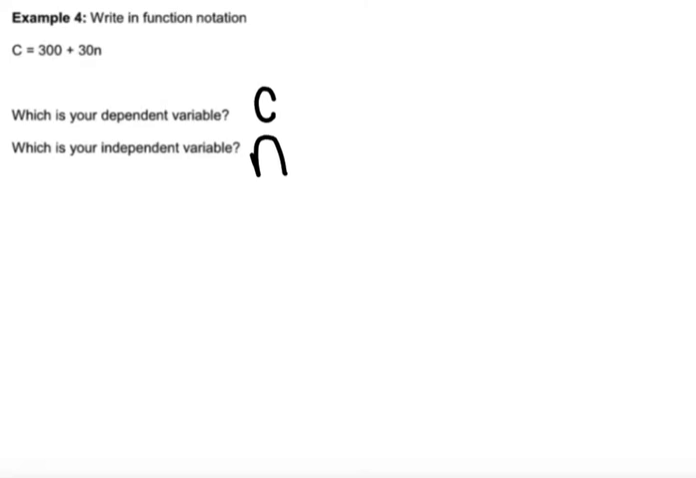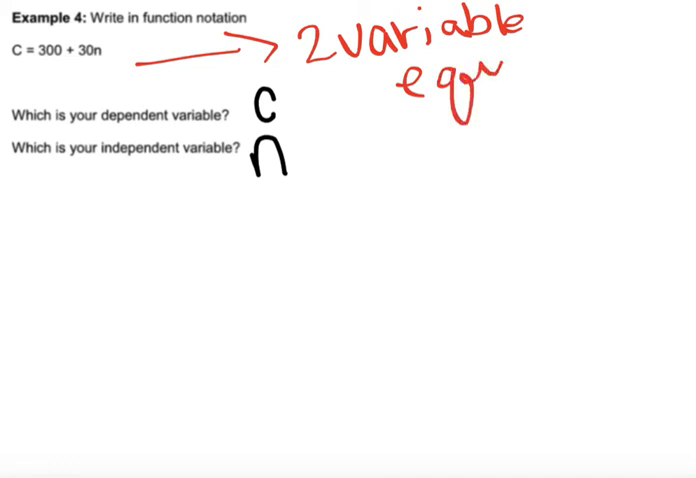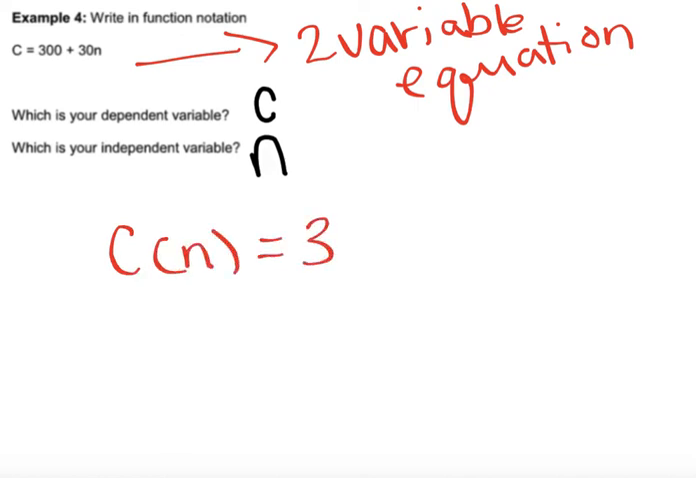When we want to write this in function notation, we have to write it in what we call a one variable equation, which is function notation. Function notation is one variable in terms of another variable, and this one here is what we would call a two variable equation. So we're going to take a two variable equation and turn it into a one variable equation, or function notation. c is dependent on n, so we're going to write c of n, because that's what it depends on, is equal to, and we're not going to change anything else.